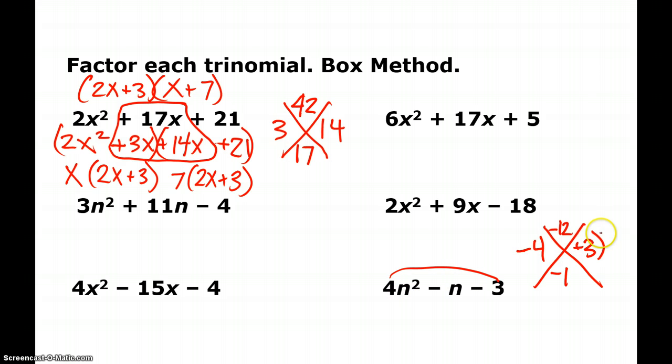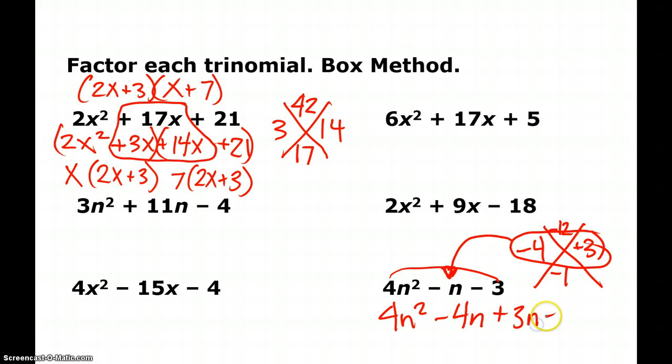So take those, swap them out for right there. I have a 4n squared minus 4n plus 3n minus 3. Take out a 4n, and I have an n minus 1 left. Take out 3, and an n minus 1 left. So I pull out the n minus 1, and you have a 4n plus 3 left.